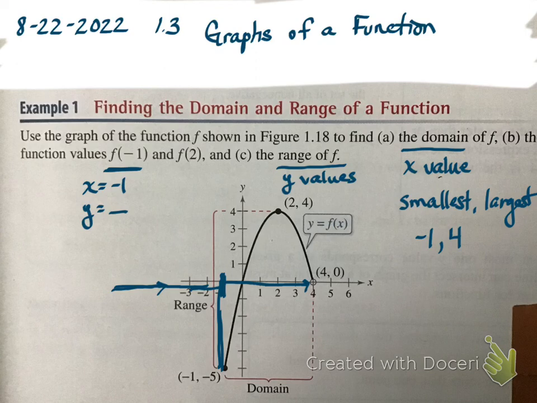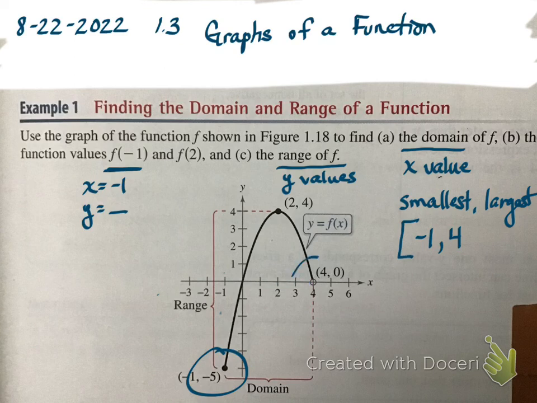Now we're going to talk just a little bit about interval notation, and I'll be talking a lot more about it in days to come. Since this point right here is a solid dot, we use a bracket. And since this point right here is an open circle, we use a parenthesis.